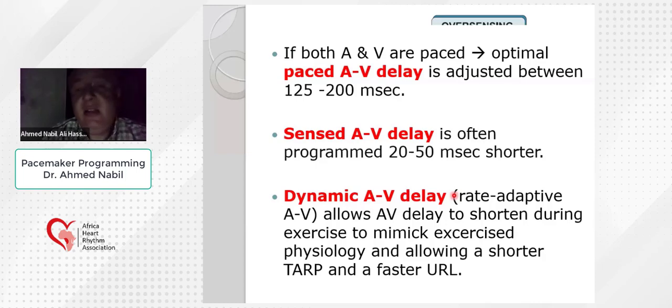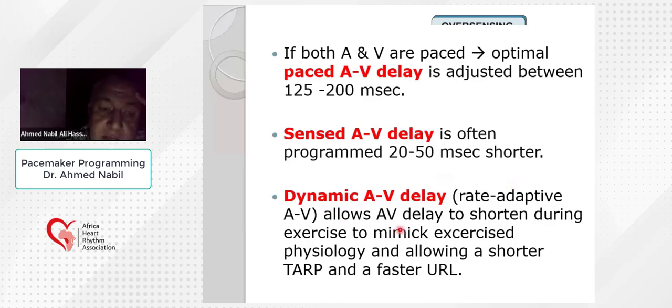When we adjust the sensed AV delay, usually we adjust it 20 or 30 milliseconds shorter than the paced AV delay, because when there is a sensed AV delay, the impulse is arising from the SA node, and we have the atrial lead, of course, in most situations in the right atrial appendage. So there is some delay between the rise of the impulse from the SA node and its reaching the atrial lead to be sensed. So we do some compensation by lowering the sensed AV delay a bit, like 20 or 30 milliseconds.